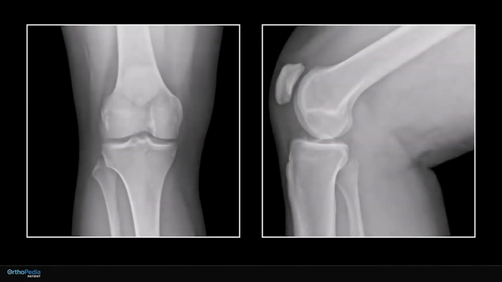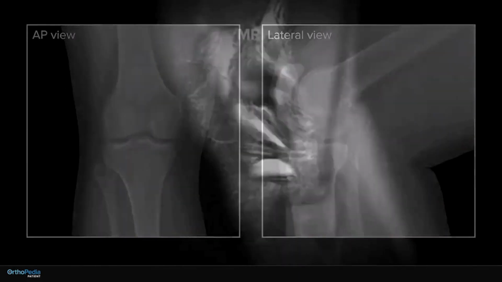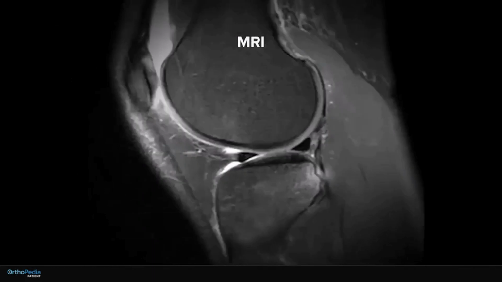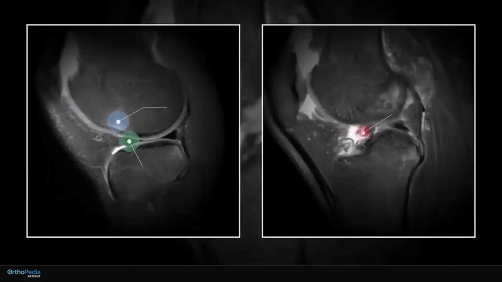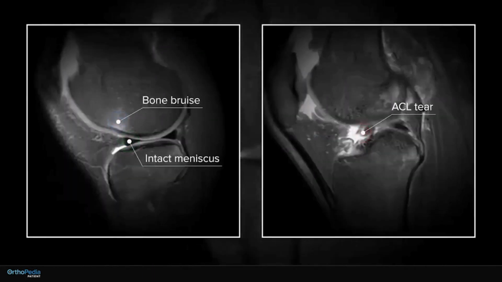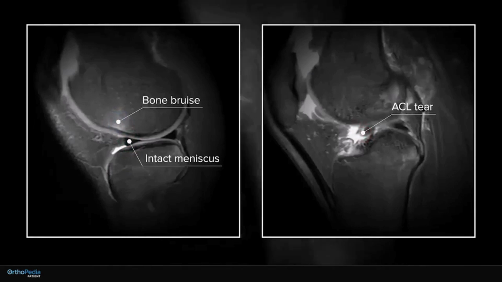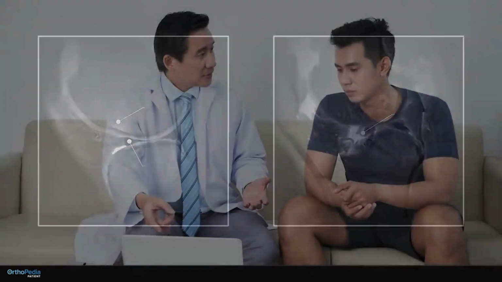X-rays are typically taken to make sure there are no fractures that occurred from the injury. If an ACL tear is suspected, an MRI is ordered to confirm the diagnosis, since soft tissue is better seen with this imaging. Cartilage and other tissues can be checked as well. Once a diagnosis is made, the doctor will discuss treatment options with the patient, and a decision will be made to do surgery or try non-operative measures.